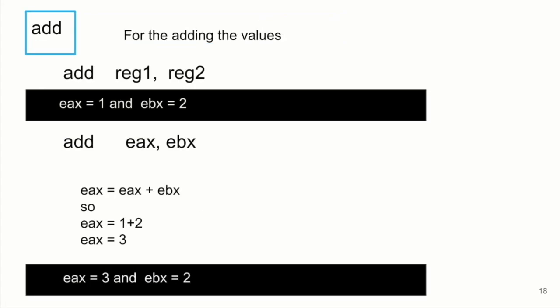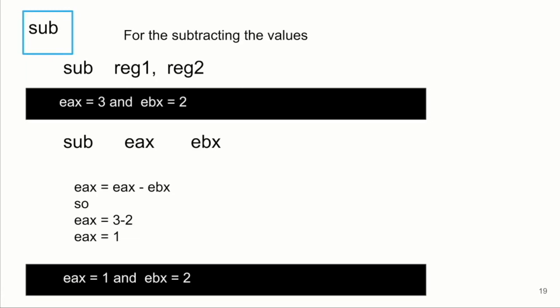Now comes arithmetic instructions. First is add, which is to add the required values. For example, if EAX has the value 1 and EBX has the value 2, then add EAX, EBX will add these values and save the result to the first register. Therefore, EAX will be EAX plus EBX. Hence, EAX is equal to 2 plus 1, that is 3.